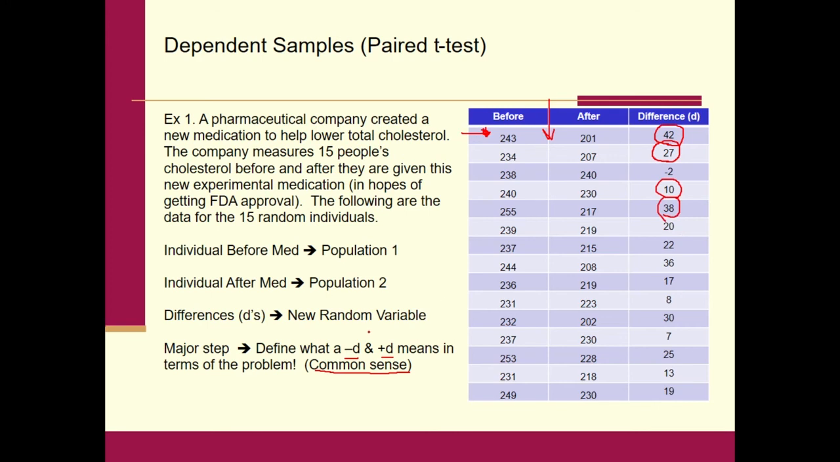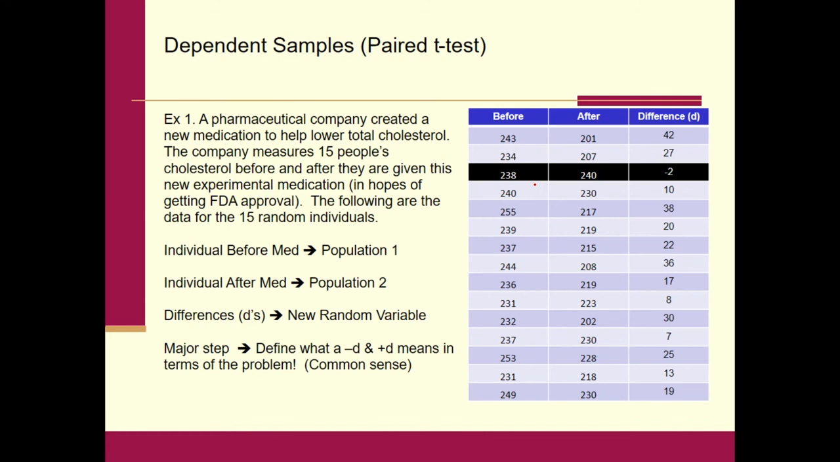However, what does a negative D mean? A negative D meant, well, let's take a look at the third person here. A negative D meant that the cholesterol actually increased. That's a bad thing. So every time you see a negative D, that is suggesting what? That is suggesting that the pill certainly did not help and actually could have hurt in some ways. All right. Please do not skip that step.